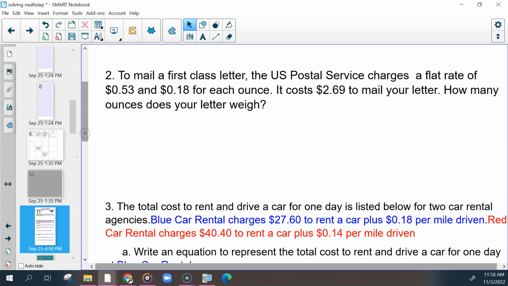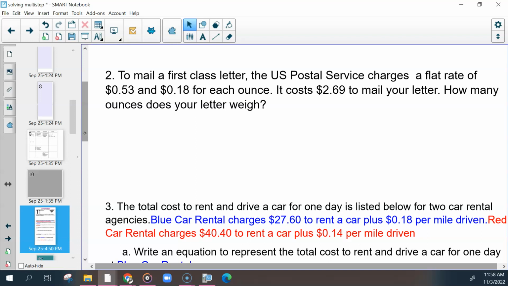We're going to do one of these today and then do more next class. So go to this page. And we're going to do number 2. So the solving was one objective. The word problems is a separate objective.